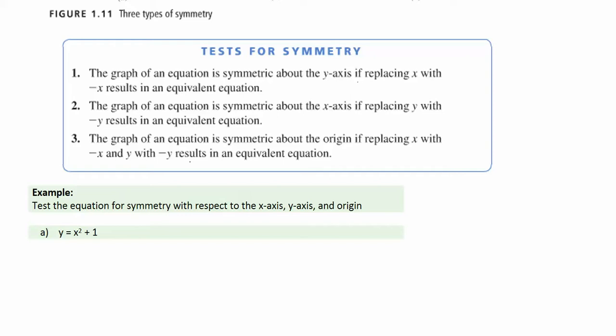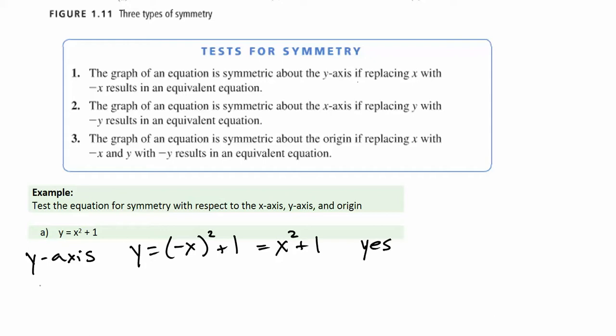So that's kind of confusing. Students have a little trouble with this. But for y-axis, you're just going to take this original equation and put negative x in it. So you're going to get y equals negative x squared plus 1. Well, the opposite of x, when you square it, is still the same as x squared, and that's what you started with. So yes, we do have y-axis symmetry.